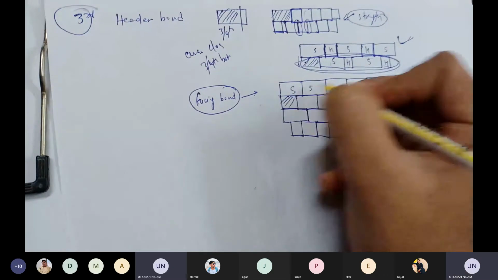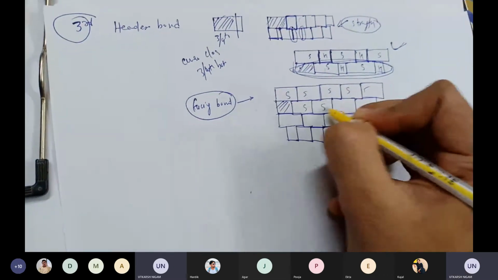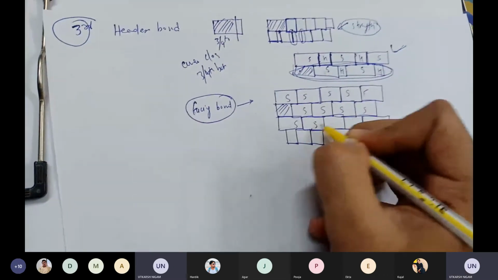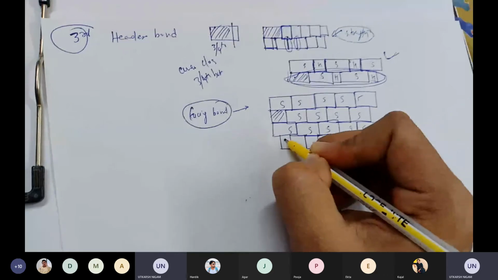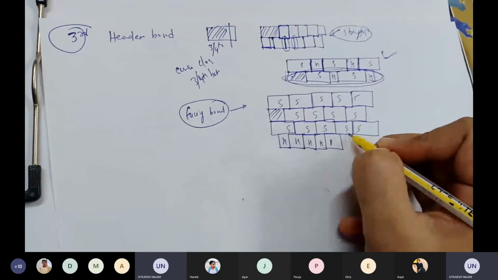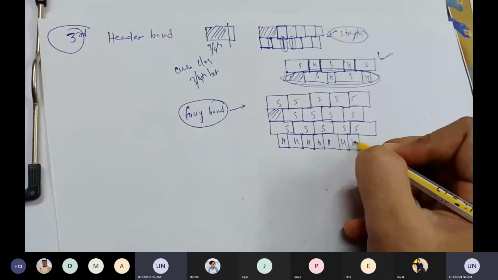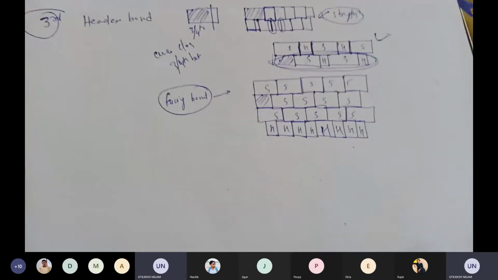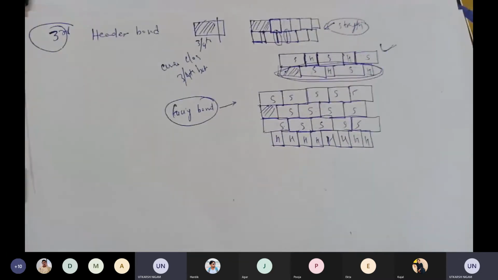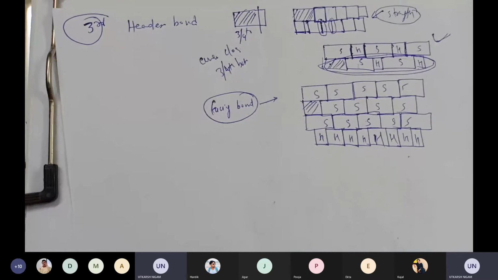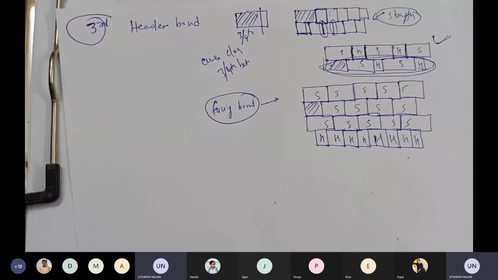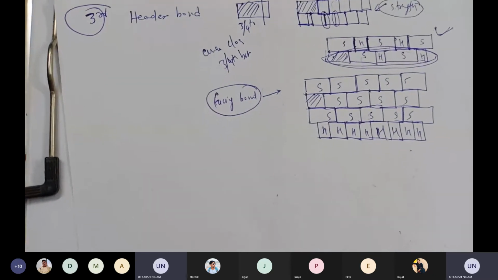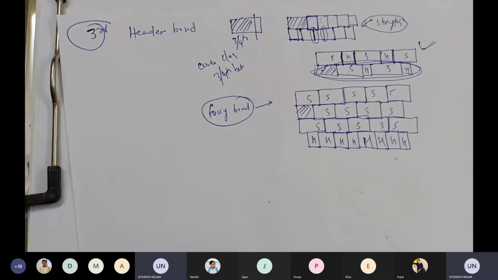All were stretcher courses, and suddenly we have provided the header course. Then header course is there. In such a way, I am drawing it. My drawings are not to scale, but just to understand that after several stretcher courses, we have given one header course, and then again we will provide.